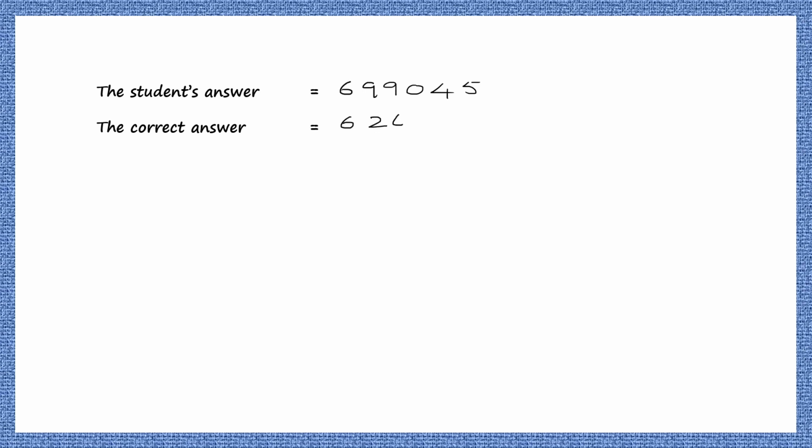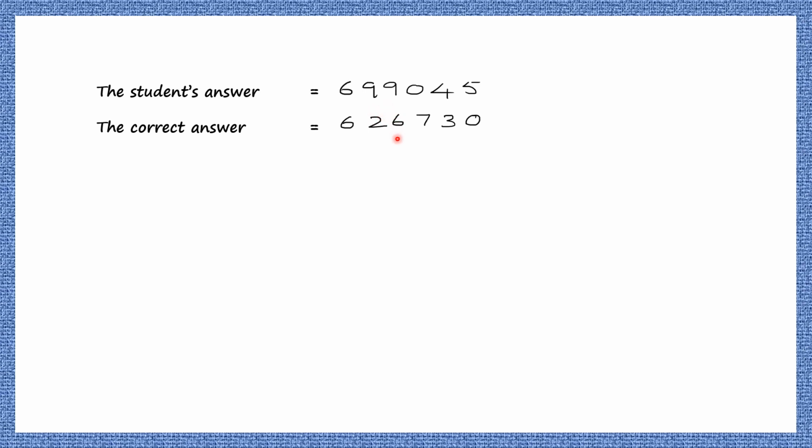So let's do that. Okay, the student's answer. What was the student's answer? After multiplication, we got 6,99,045. So this was the student's answer. Now, what was the correct answer? The correct answer was 6,26,730. Now, from this, you can easily make out that the student's answer is greater than the correct answer. Here it is 6,99,000, whereas the correct answer is 6,26,000. So the student's answer is greater.